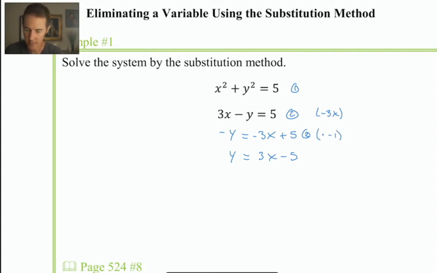And now I'd like to take this version of equation 2 and substitute it into equation 1. All right, when we plug this equation into number 1, here's the result. The x squared stays the same from equation number 1, plus, and now we're not squaring y, we're squaring 3x minus 5. And that is still equal to 5 on the right-hand side of equation 1.